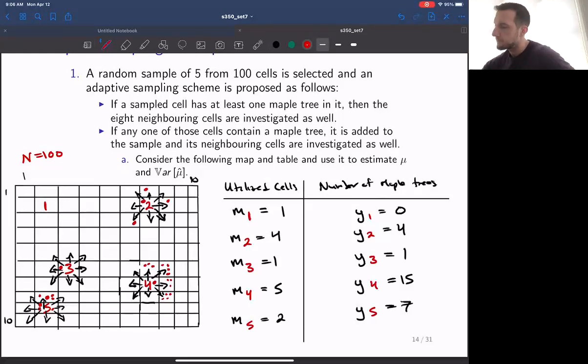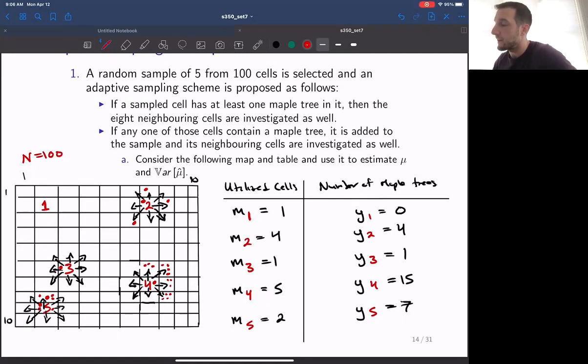Okay, so for example, our first cell is shown here. It's the one marked in red with the number 1. So that's right here. In this illustration, we're showing the situation where there is no maple tree in that cell. So there's no adaptation, or no spread to the neighboring cells required, since we did not find any tree in this first cell. So we have m subscript 1 equal to 1, which gives us y1 equal to 0.